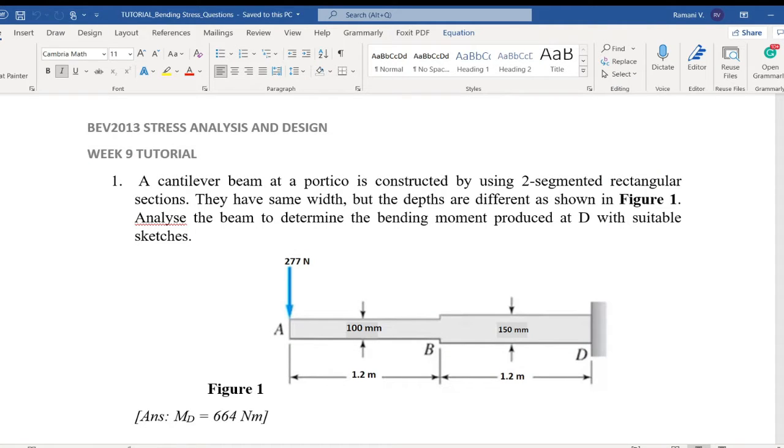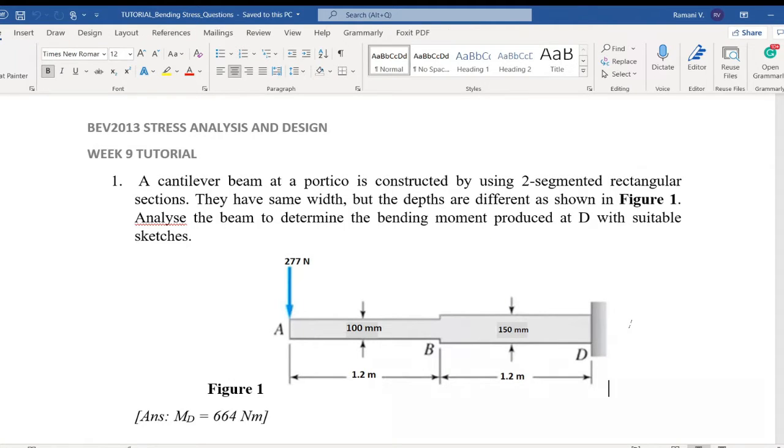Start with, you are given a cantilever beam. It's a cantilever beam at a portico, maybe a house or any type of construction, using 2 segmented rectangular sections. The cross sections are varying, but they are rectangular sections. They have the same width, but the depths are different as shown in the figures. Analyze the beam to determine the bending moment produced at D, the fixed end D.